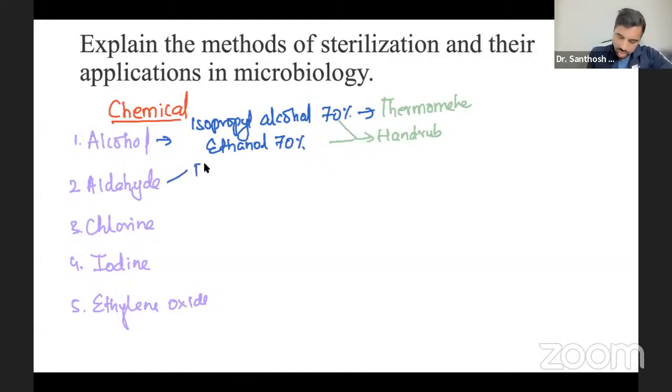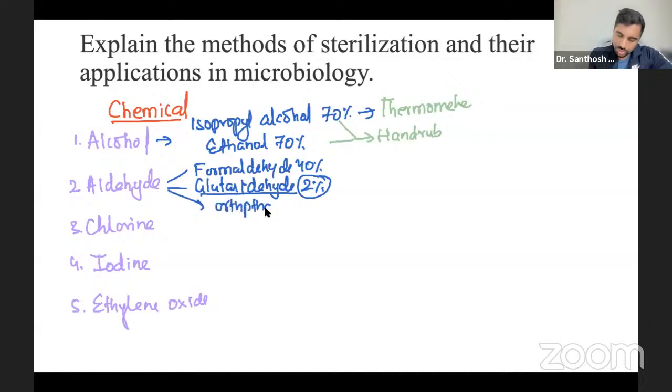Aldehyde, again, we have three aldehydes, in case you remember. One is formaldehyde, 40%. Glutaraldehyde, 2%, a very important question. And then orthophthaldehyde.